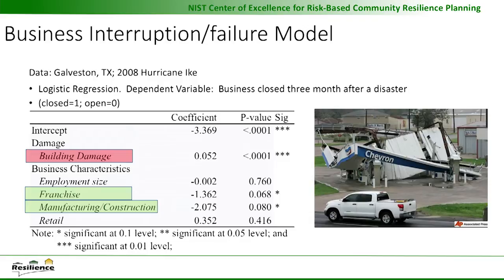The key factors are damage, of course. Damage increases those probabilities of business failure. On the other hand, franchises, because of resources that can come in from outside the community, are much more likely to continue, as well as manufacturing and construction, much more likely to, quote unquote, benefit from the event that happened or actually be able to look at those issues.